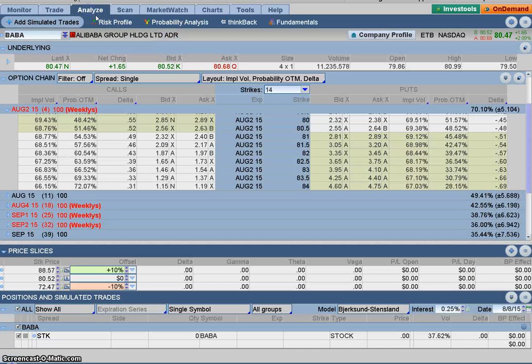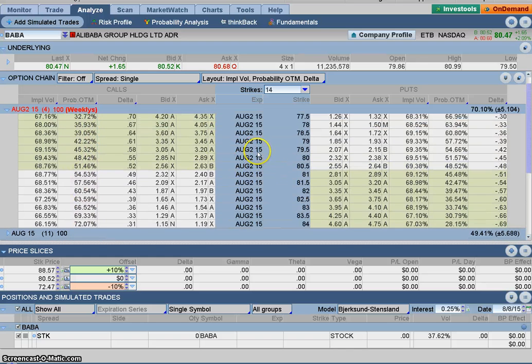So we're going to go over to the Analyze tab. Now what I have here is the weeklies for Alibaba, and this is the option chain. We can see that it trades in 50-cent increments, so there's plenty of liquidity on this trade. What I like to look at is the expected market maker move, and that's right here.